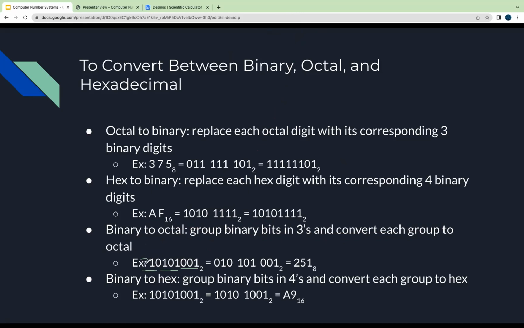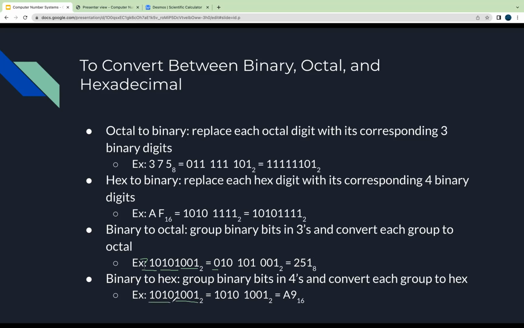What do we do here? Because there's not enough digits. Well, we simply add in this leading 0, because remember, leading zeros can be ignored. So it's okay however many leading zeros we add. Either way, we'll just convert each of these binary groups into octal, which is basically converting it into decimal.